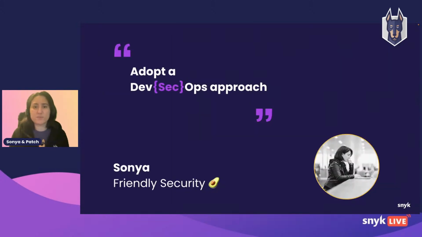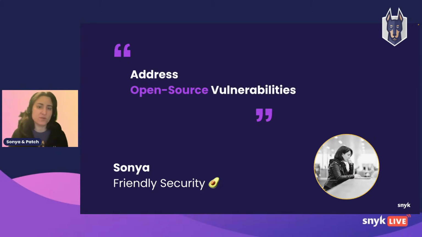So before closing, I just want to give 5 top tips. The first one is adopt a DevSecOps approach. So this is also what we know as the shift left approach, which aims to detect security issues from day one in order to prevent those security issues to begin with and to resolve them as quickly as possible if they do indeed arise. Address open source vulnerabilities.